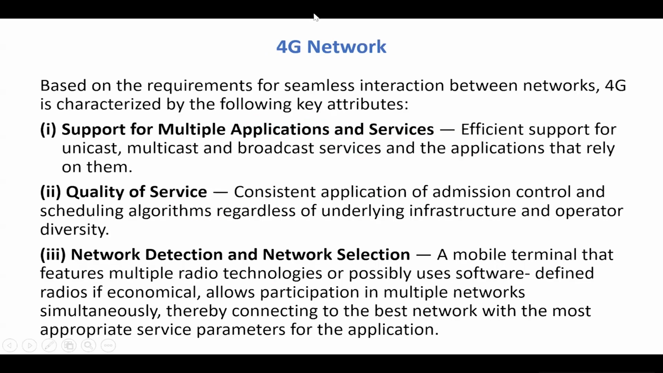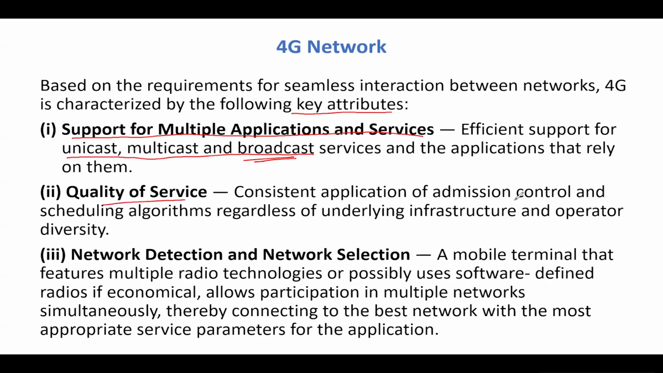And after 3G comes the 4G network. Based on the requirement for seamless interactions between networks, 4G is characterized by the following key attributes. One is support for multiple applications and services. As you can see in today's mobiles, they support multiple applications and services. Before, when we were using 2G or 3G, our phones used to be very slow. But nowadays, whichever application you're using, even switching between applications simultaneously, it is quite fast. Next, efficient support for unicast, multicast, and broadcast. This means data delivery from a source to a single destination, to multiple places, or to everybody, and the applications that rely on them. So it supports all such things.